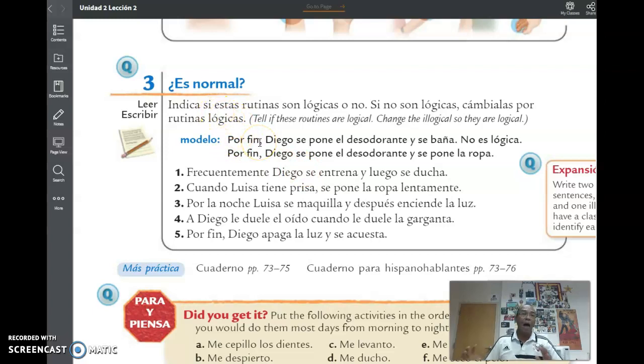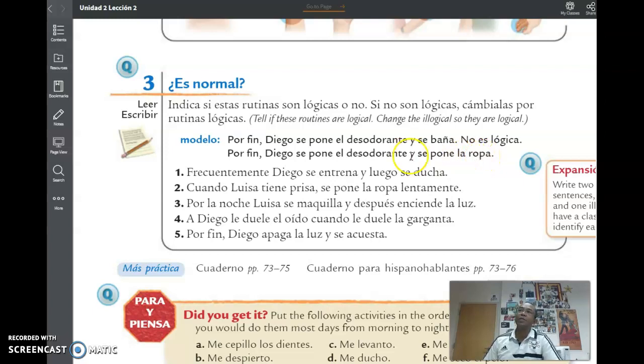Okay, so now here what I would like you guys to do in activity 3 is normal. Okay, there's some logical sentences and illogical sentences. Okay, so you're going to say something like this. Okay, finally Diego puts on his deodorant. Diego se pone el desodorante y se baña. Por fin Diego se pone el desodorante y se baña. ¿No es lógica? Por fin Diego se pone el desodorante y se pone la ropa.